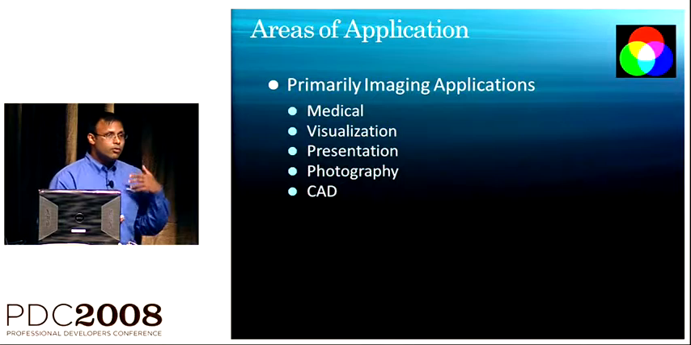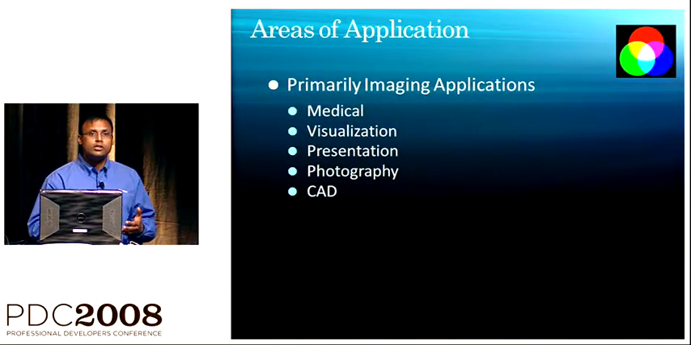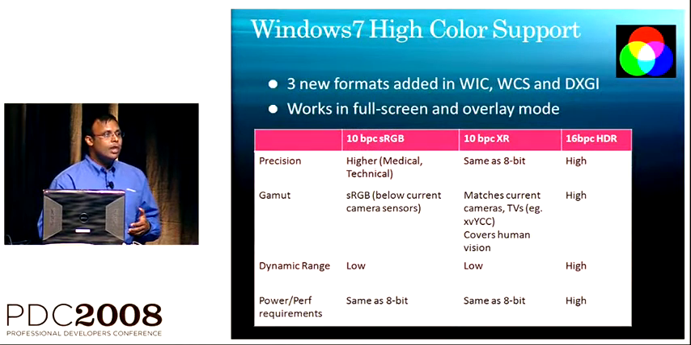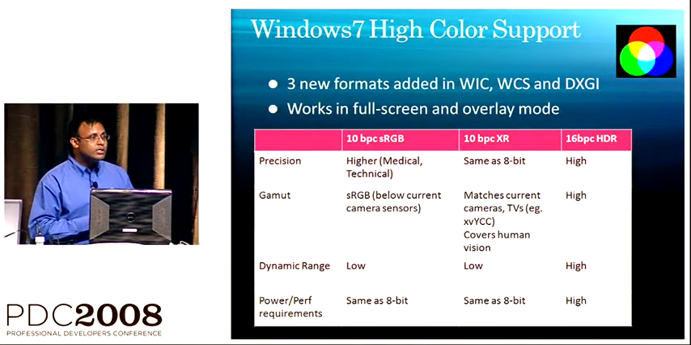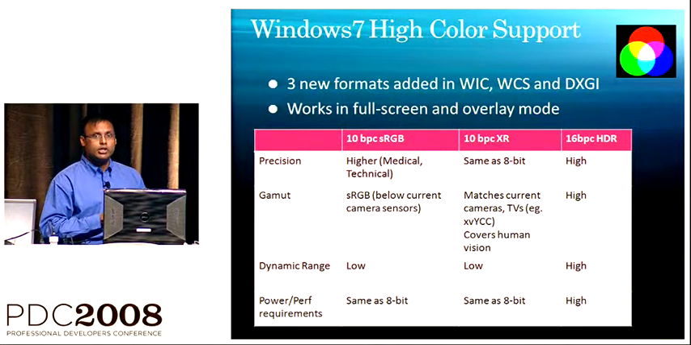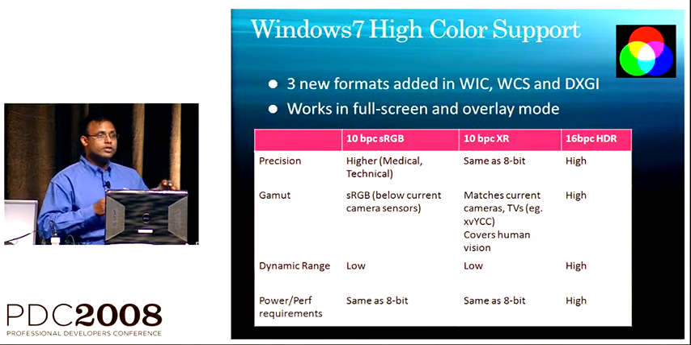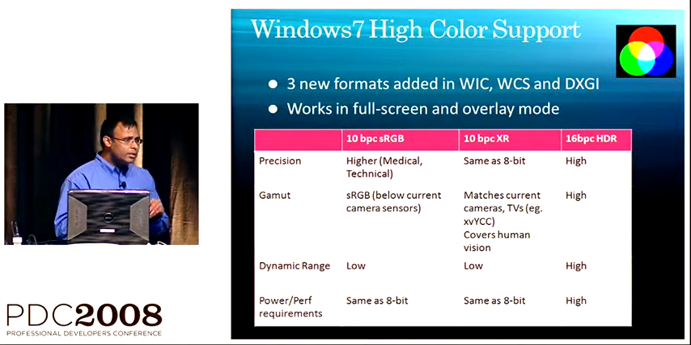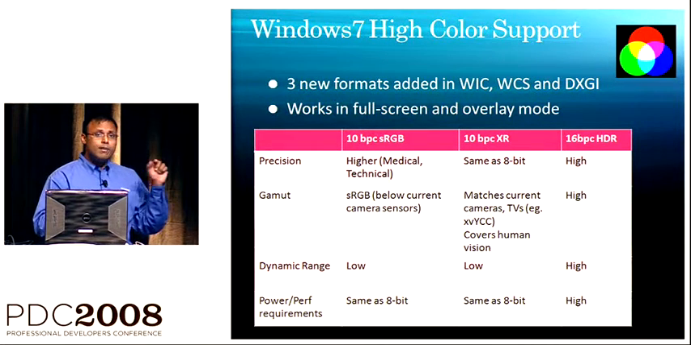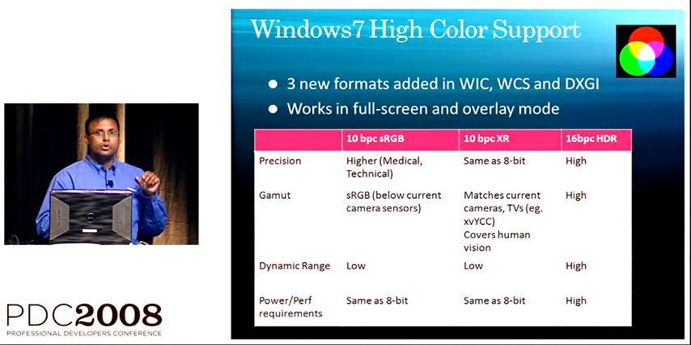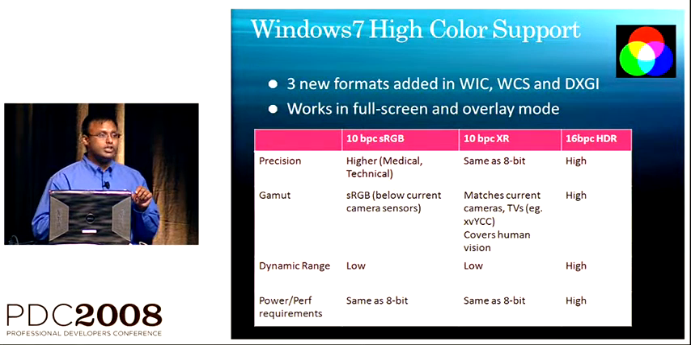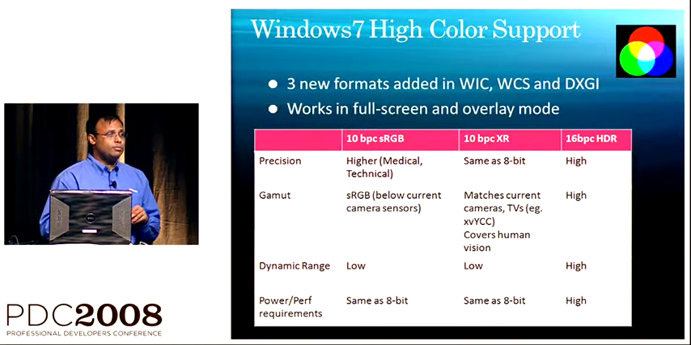So to allow you to take advantage of high color monitors in Windows 7, we have changed 3 of our APIs, the Windows Imaging Codecs, the Color System, and DXGI, which are commonly used in imaging applications, with 3 new formats. These formats work in full screen and overlay mode only. The 3 formats that we've added are 10 bits per channel sRGB. Here we use the 2 extra bits per channel to give you more precision. The color gamut remains the same.